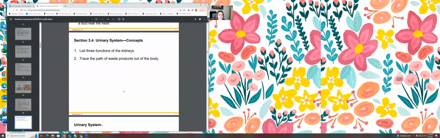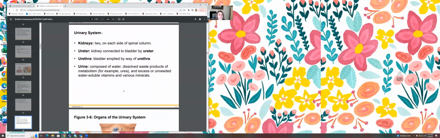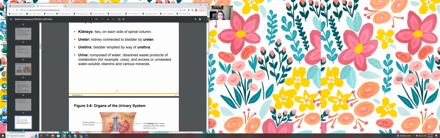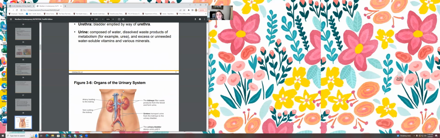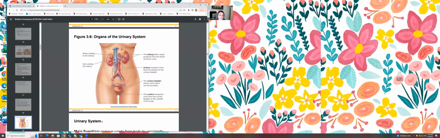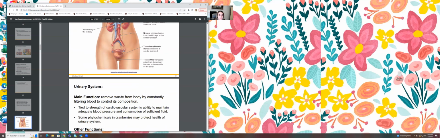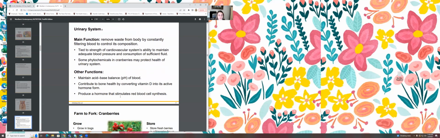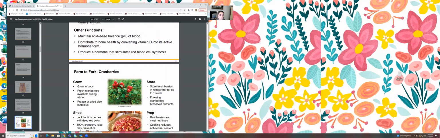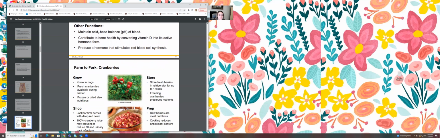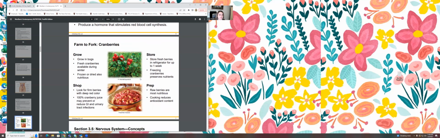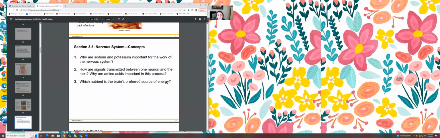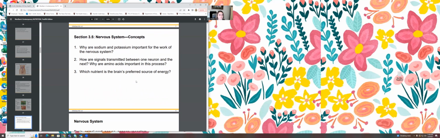So then the urinary system is made up of your kidneys, urethra, and urine. Urine is how we get rid of waste and liquid weight. This is just a little overview of the urinary system. The main function, of course, is to remove waste from the body. Other functions include maintaining the acid-base pH of our blood, contributing to bone health, and producing the hormones that stimulate red blood cell synthesis. Cranberries are very good for our urinary system.